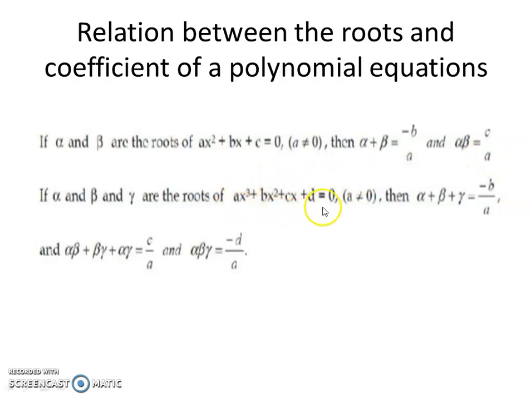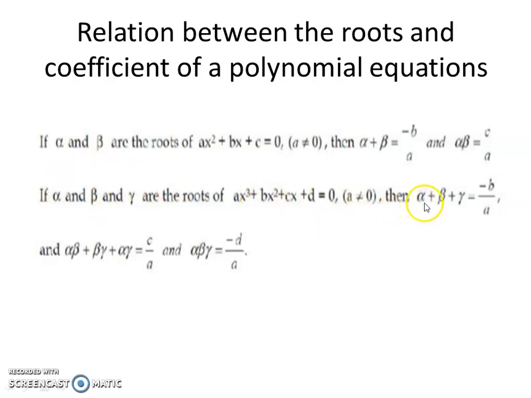Next, consider a third degree polynomial equation ax cube plus bx square plus cx plus d is equal to 0. Then we know that this third degree equation will have three roots. Suppose these roots are alpha, beta and gamma. Then these three roots will satisfy three results.